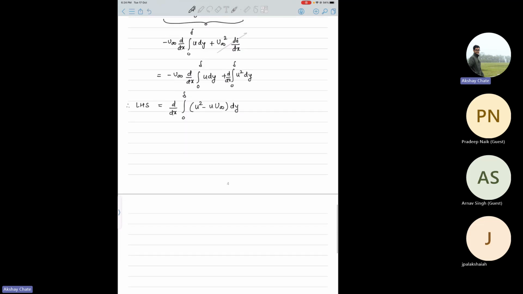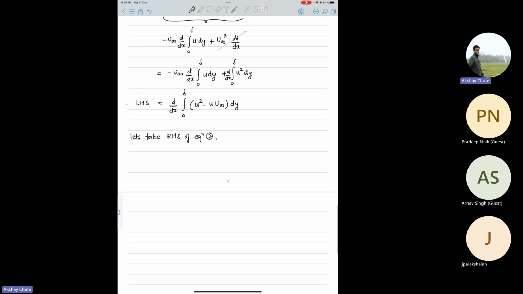And let's take RHS. The simplification is simple for RHS of equation, I think it was 2. So basically what is your RHS there? RHS is right hand side. It was the kinematic viscosity, we consider it as constant, and you had a second order term here.